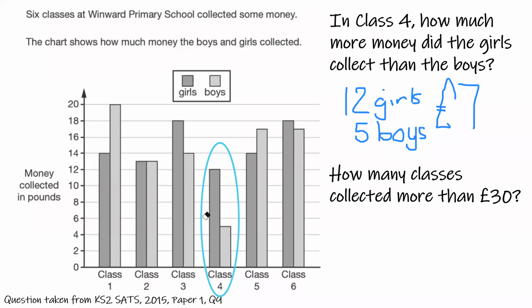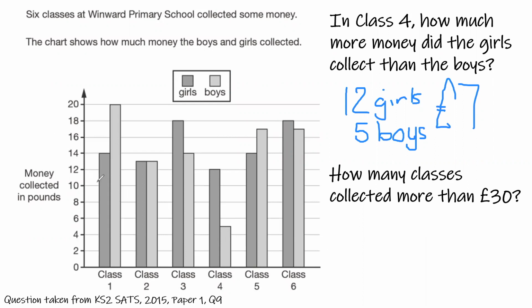Now the next part of the question is a little bit harder. This is asking us how many classes collected more than £30. So what we need to do is look at each individual class and calculate exactly how much money each class collected. And this involves the girls and the boys.